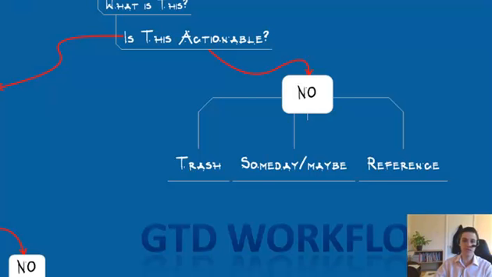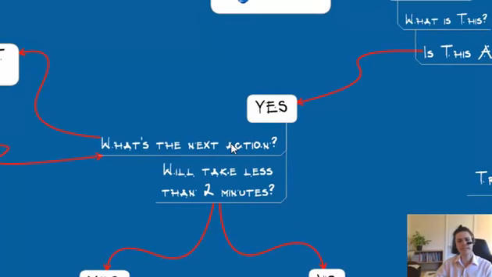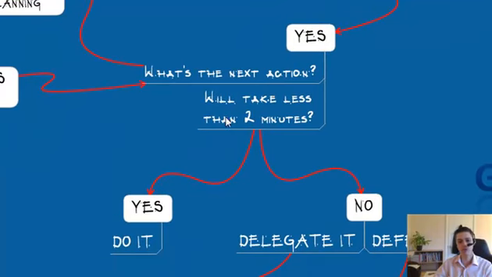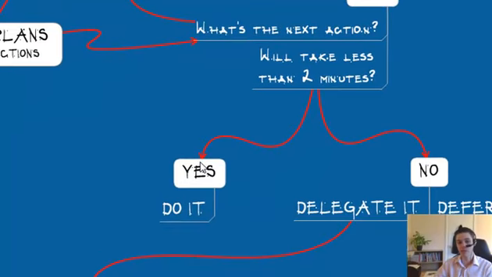Now, if it is actionable, the first question to ask is, what is the next physical action that I can take to move this forward or to complete it? And from that it comes to, will it take less than 2 minutes to do the action? If the answer is yes, then you do it right now. Because basically, if you're going to go through the next stage of this and you're going to put it into your system, you're going to schedule a reminder for it, then chances are it's going to take longer to get it into your system than it is to actually do it now.